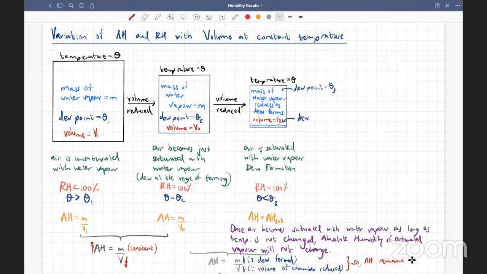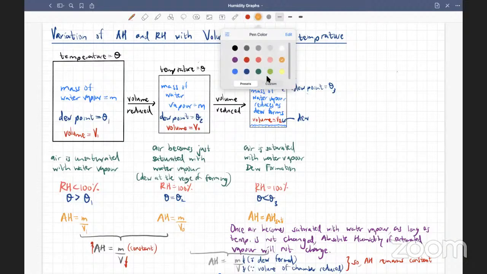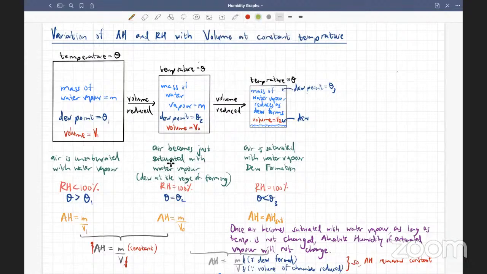I don't know, they are the ones who raised the question. I hope now it's clear. So then AH of second and third situation the same. Yes, AH of second and third situation the same because it's saturated. The system has become saturated with water vapor. This system is saturated with water vapor. This system is also saturated with water vapor.